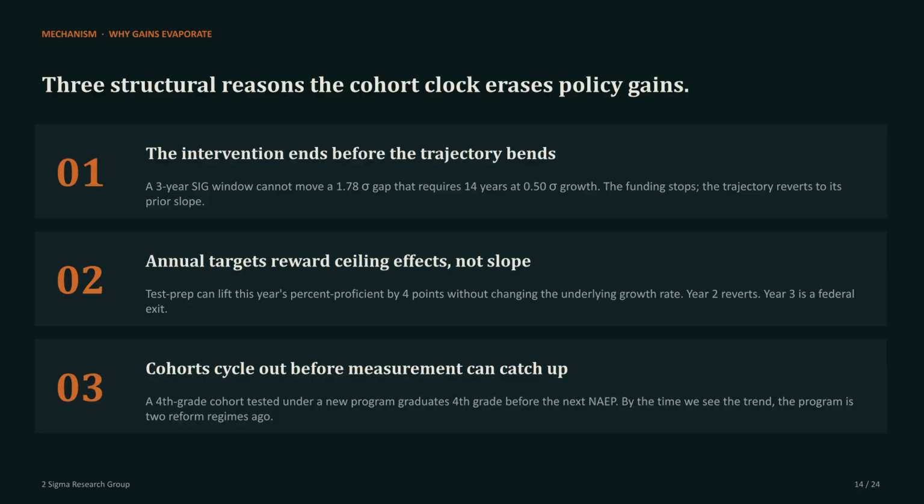Policy gains evaporate for 3 structural reasons. First, interventions end before the trajectory bends. Second, annual targets reward short-term ceiling effects, not meaningful slope changes. Third, cohorts cycle out before long-term effects can be measured.